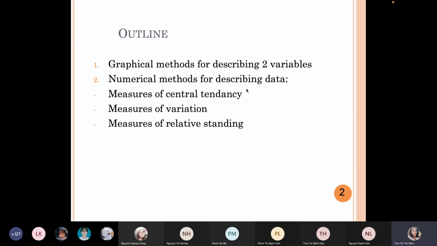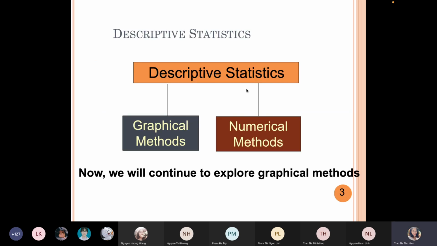But today, remember that in the previous lectures, we learned the graphical ways of describing one variable. So today we learn the way to present two variables. And the second point is numerical methods for describing data. There are three main parts: measures of central tendency, variance, and relative standing.